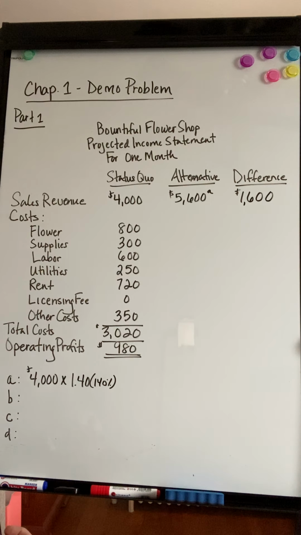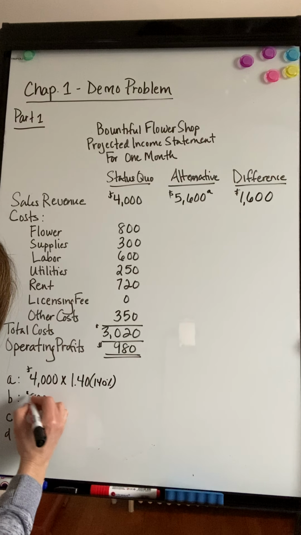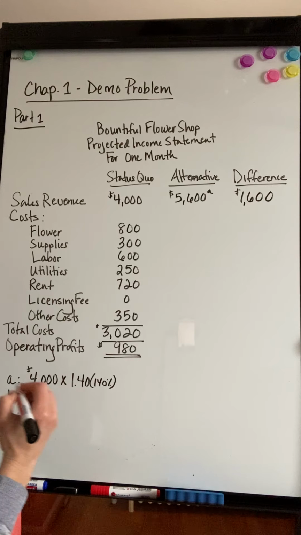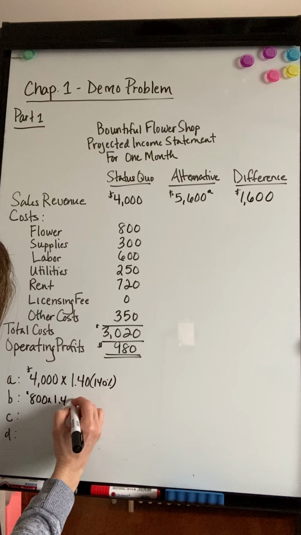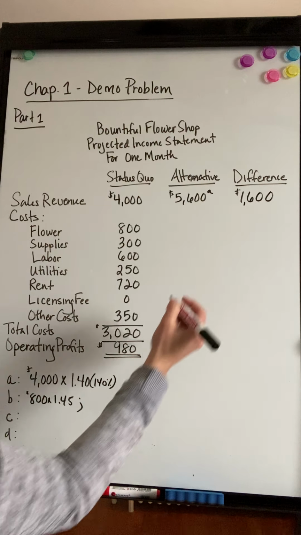All right, moving along, go back to the front here. It says that the licensing fee is $1,000. I'll get to that in a minute. So revenues increased by 40%. Flowers, materials, supplies, and labor costs all increased by 45%, right? So flowers, we got a couple things here. $800, and that's going to go up by 45% or 1.45, right? So 800 times 1.45 is 1,160.